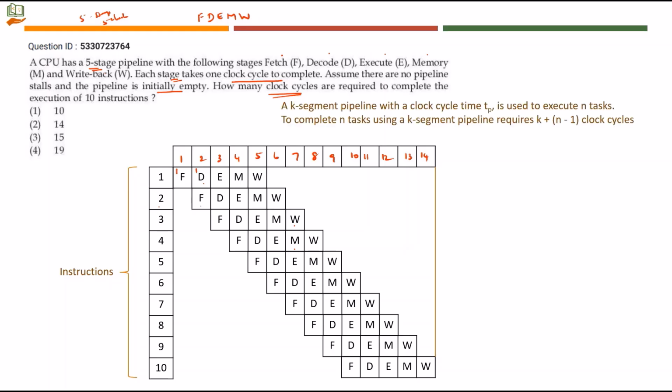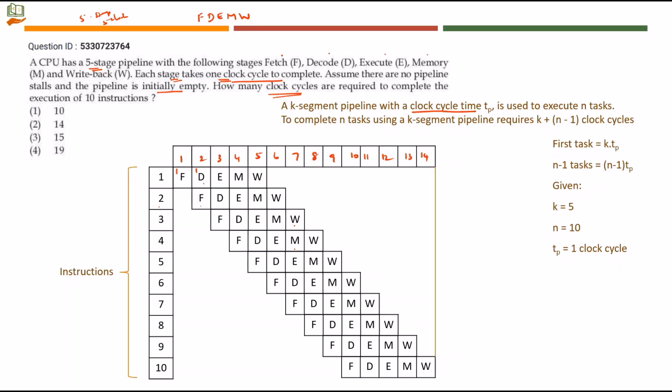A K segment pipeline with a clock cycle time TP is used to execute n tasks. To complete n tasks using a K segment pipeline, it requires K plus n minus 1 clock cycles. So here the first task is K into TP and the remaining n minus 1 tasks take n minus 1 into TP. Why have they not mentioned TP? TP is given as 1 clock cycle. It is the clock cycle time they have mentioned. So it is 1 clock cycle. Anything into 1 is going to give you 1 only.